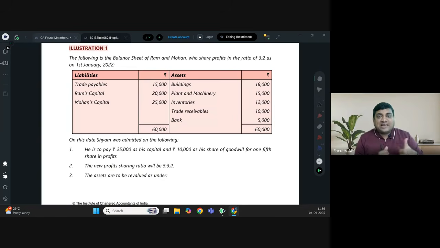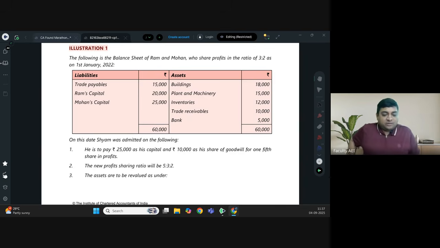Day one, I said institute study material. During my lecture, I said institute study material. Today also I am saying institute study material. There is no point reproducing this book and giving it to you. Past papers, institute study material, revision test papers, that's enough.